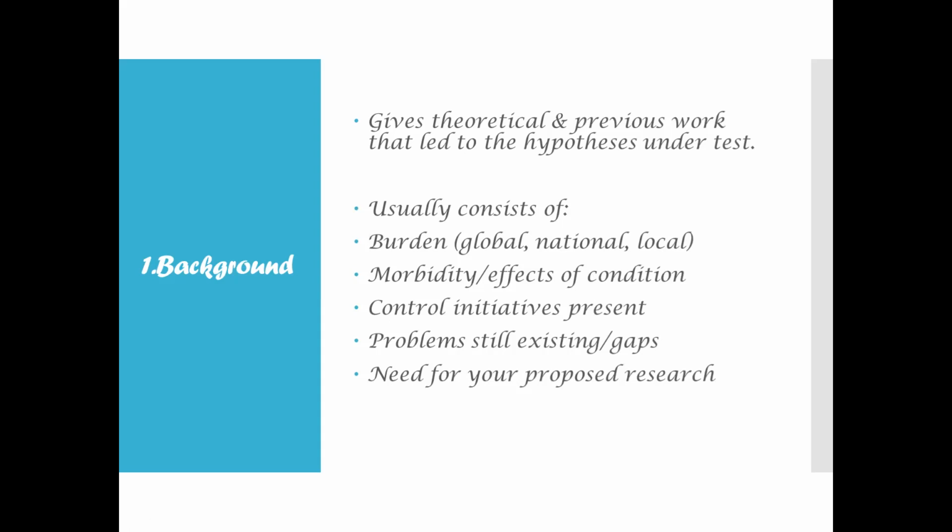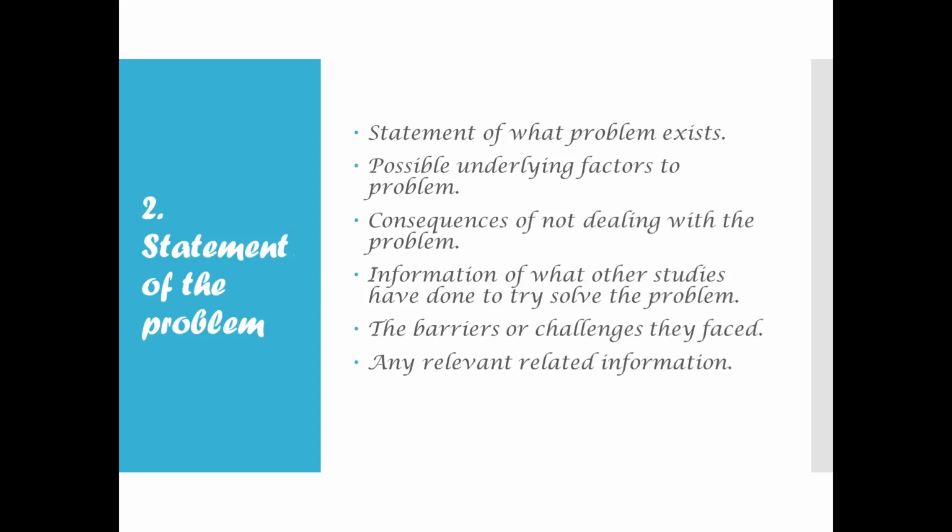So basically you talk about what has been done and what is missing that you want to do, and why you want to do it. What difference will it make? Next, statement of the problem. That's basically what problem exists, right? So you talk about the underlying factors to the problem, then what the consequences of not dealing with the problem are. Then information of what other studies have done to try to solve the problem, and the barriers or challenges they faced, and any other relevant related information.